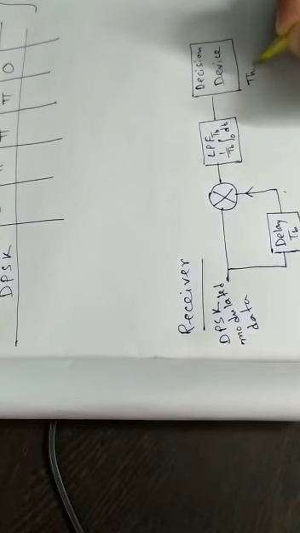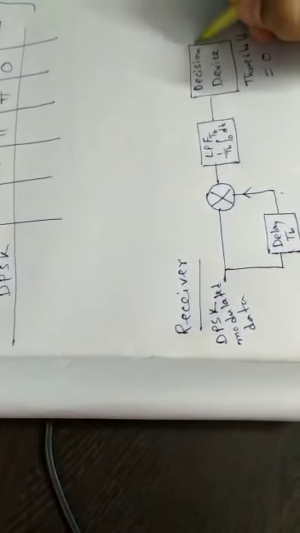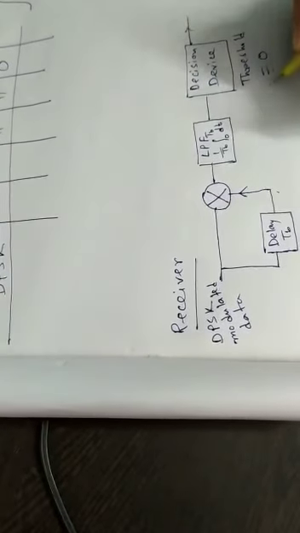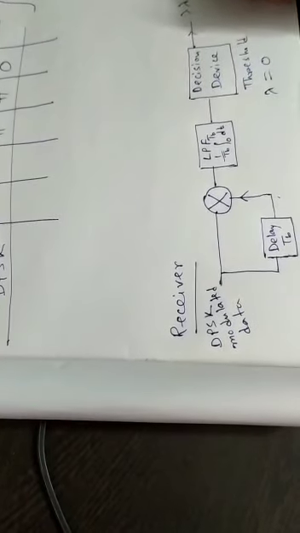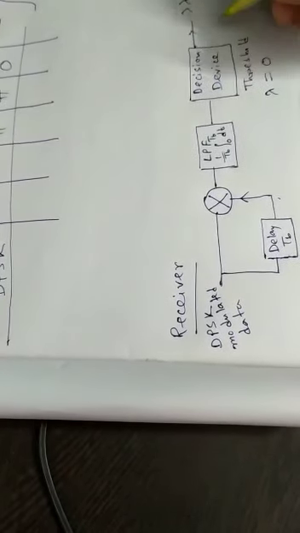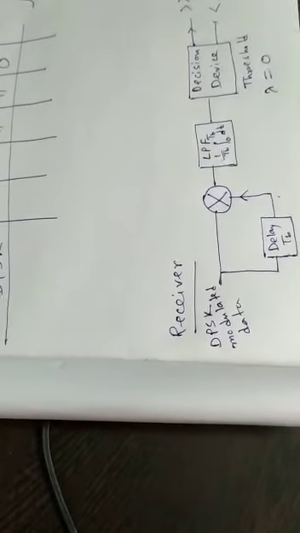And the threshold is equal to 0. That means the threshold lambda equals 0. So if the received signal is greater than lambda, or 0, I will consider it as 1. If it is less than lambda, or less than 0, I will consider it as 0.